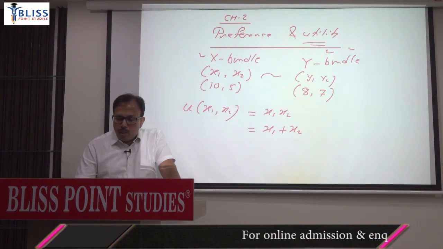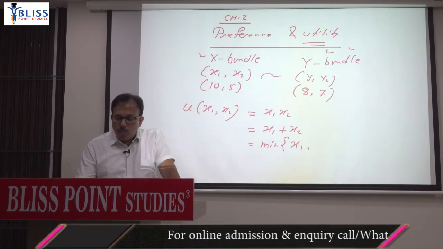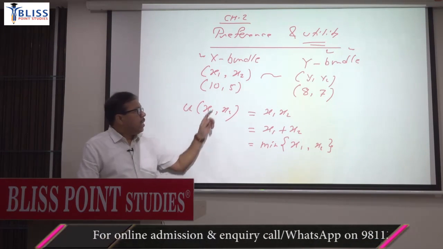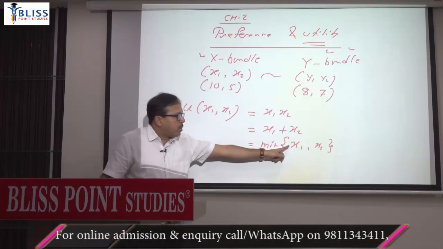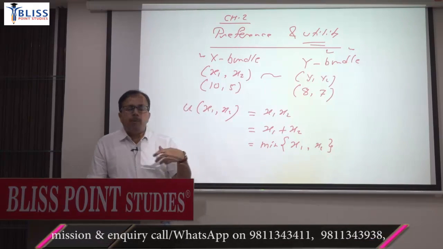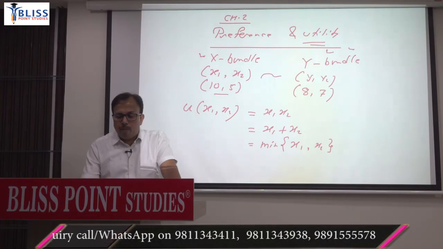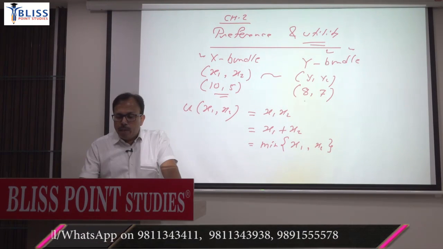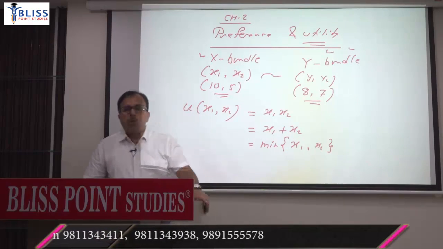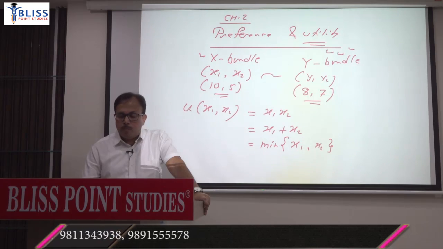If I write the utility function as minimum of x1 comma x2, then 10 comma 5 you will put here and the minimum number will be 5. So utility will be determined by that minimum. So in that case utility will be 5 from this bundle. If you substitute 8 comma 7 here, then the minimum number is 7. Utility will be 7 from that bundle. So again you can say that y bundle is preferred based upon that function.